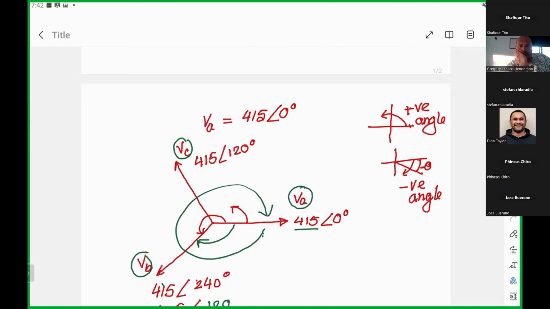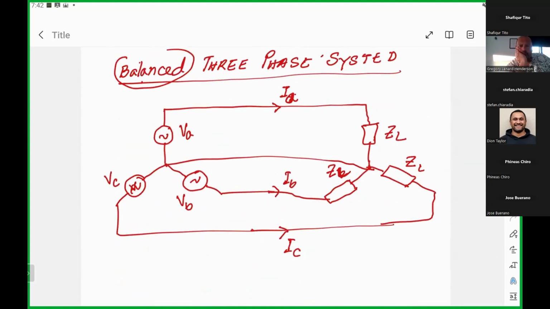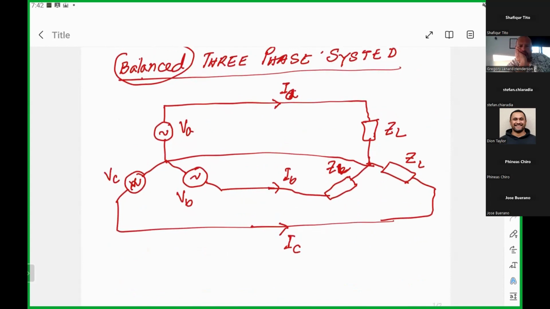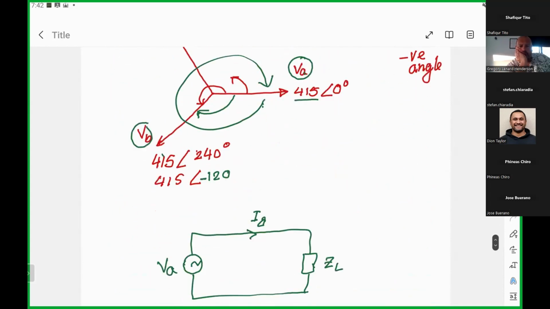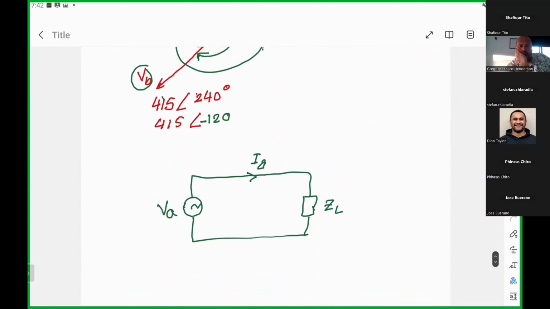So if I have a balanced three-phase system, I don't have any problem. I can simplify this complex circuit into a single-phase circuit with one voltage source and one load connected, do our analysis, and find my current. If I know my current is a certain value, then I can assume the other two currents in the balanced circuit have the same magnitude but different angles. We need to understand this.